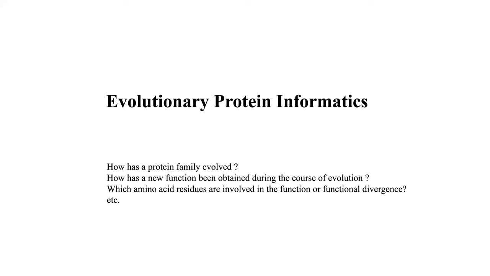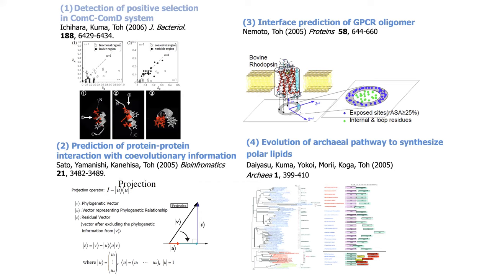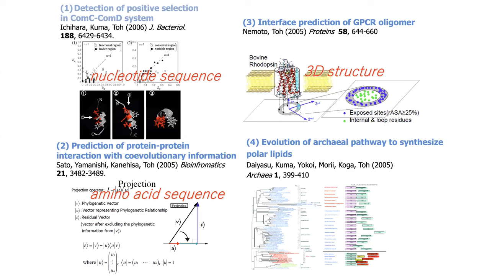For that analysis, various types of molecular biology data are required. In my case, we use nucleotide sequences which encode proteins, and of course we use the amino acid sequences of the proteins. We use protein three-dimensional structures, and sometimes we use genomic information. Today, I'll introduce how to use amino acid sequences and 3D structures for the computational analysis of proteins.